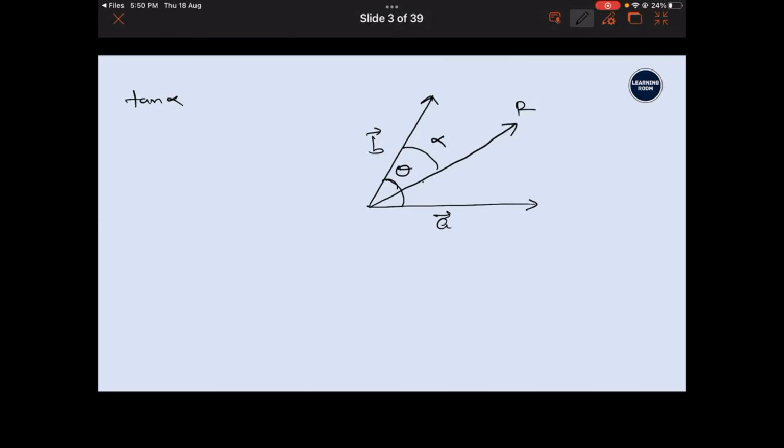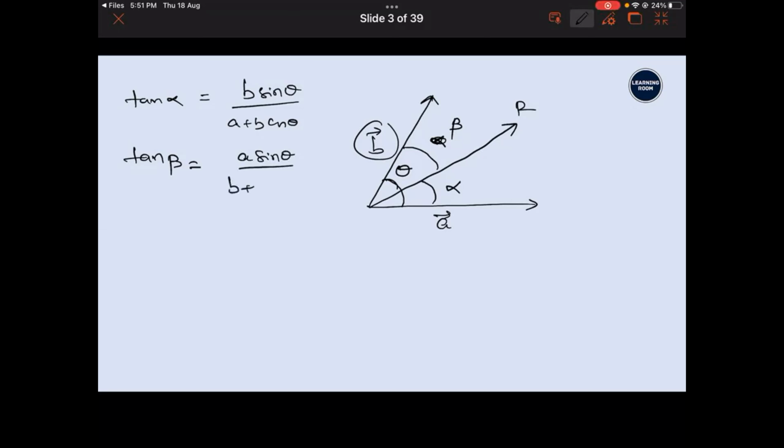Yes, because if you see the derivation, I would have told you alpha is taken here. So when alpha is taken here, tan alpha will be b sin theta divided by a plus b cos theta, right? Whereas here we reversed it. Suppose instead of alpha I take tan beta, then tan beta will be equal to a sin theta divided by b plus a cos theta. So this is how it works. Are you able to understand?